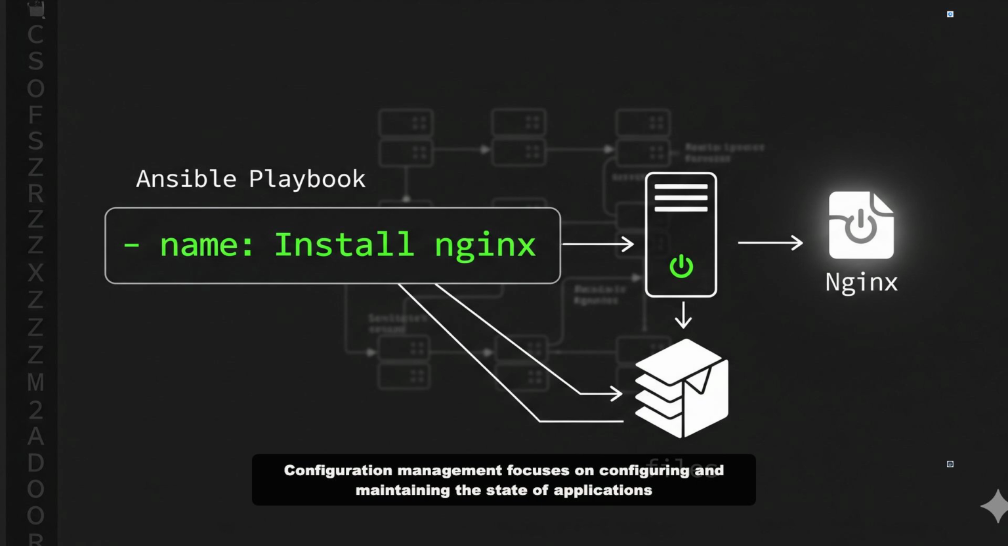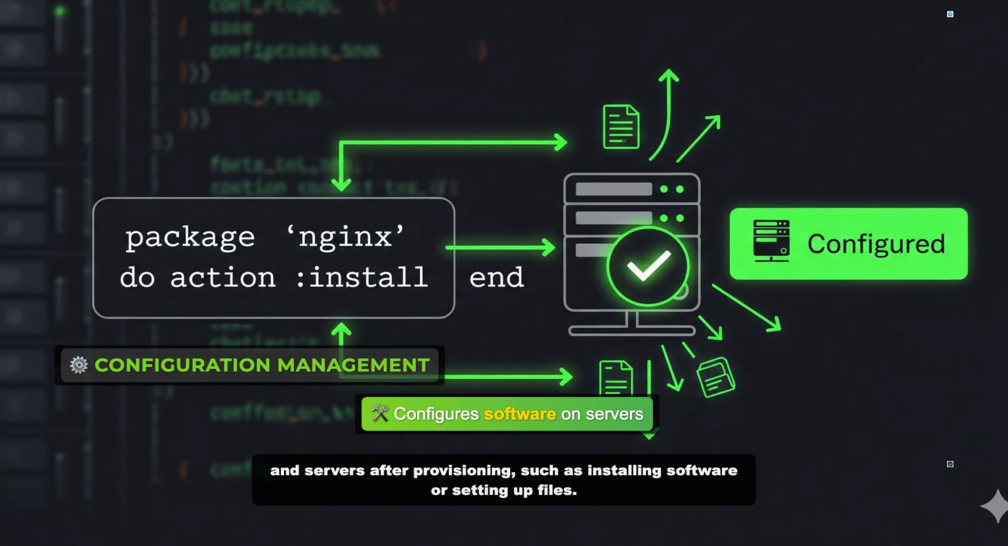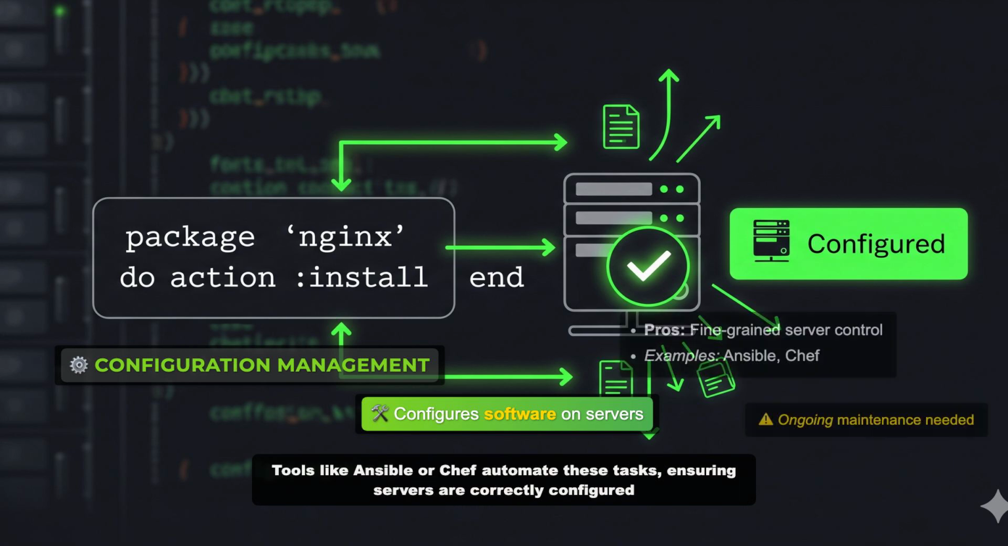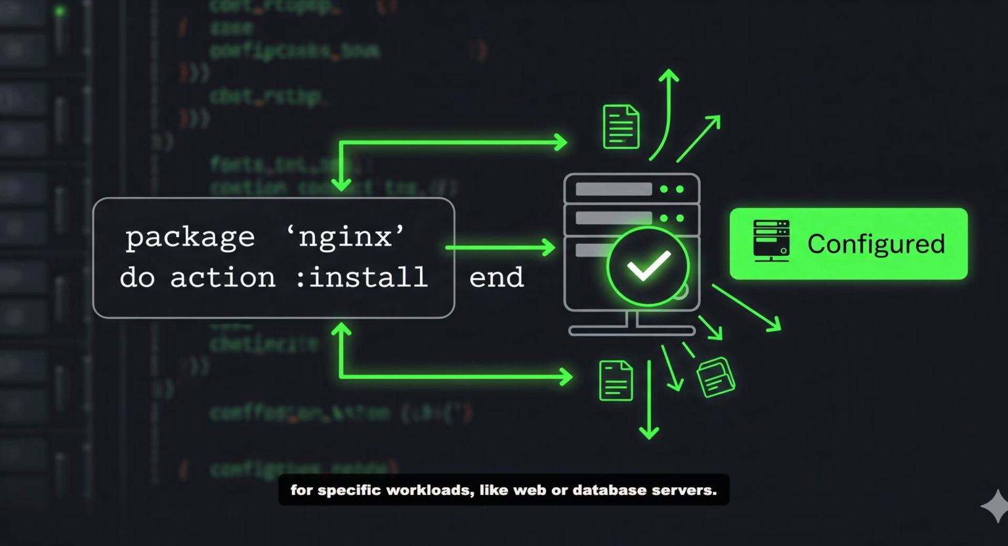Configuration management focuses on configuring and maintaining the state of applications and servers after provisioning, such as installing software or setting up files. Tools like Ansible or Chef automate these tasks, ensuring servers are correctly configured for specific workloads, like web or database servers.